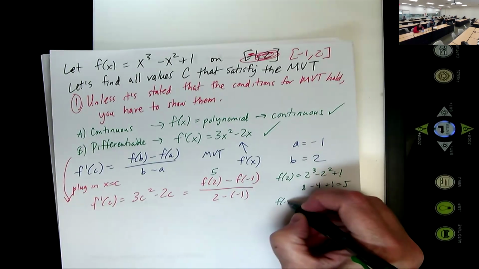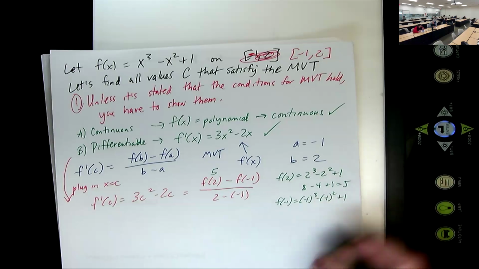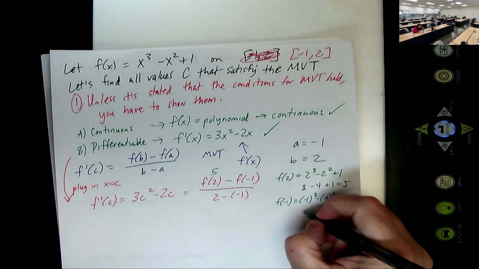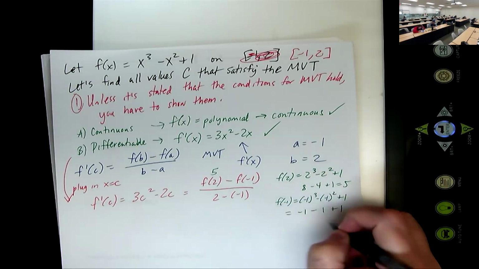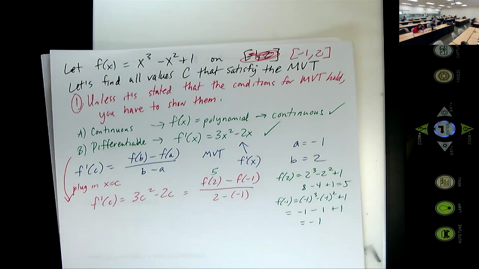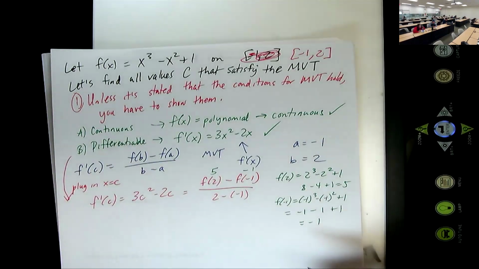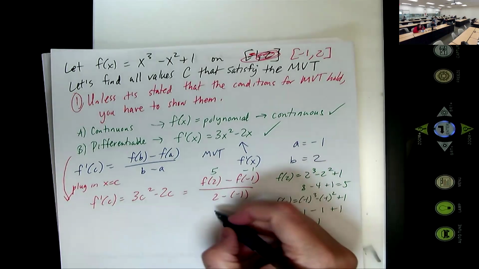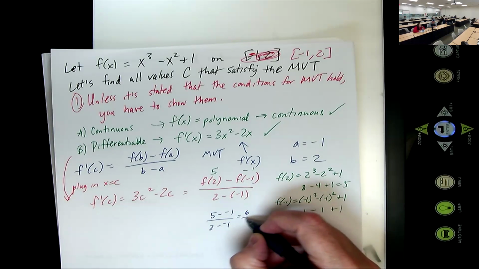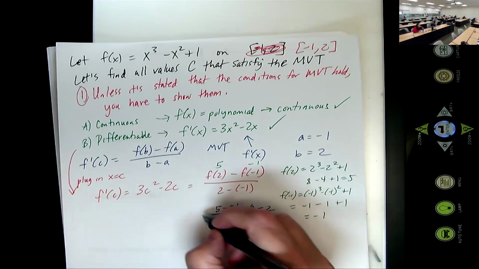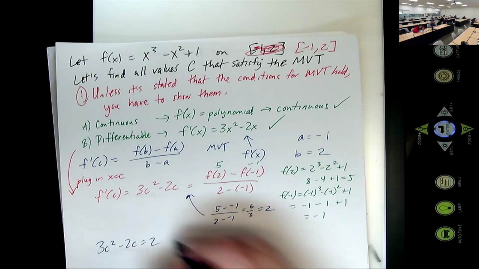And then f of -1 is -1 cubed minus -1 squared plus 1. This is -1 minus 1 plus 1. Looks like -1. So that'll be -1. So this is 5 minus -1 over 2 minus -1. 6 over 3 is 2. And that equals that. So 3c squared minus 2c equals 2.